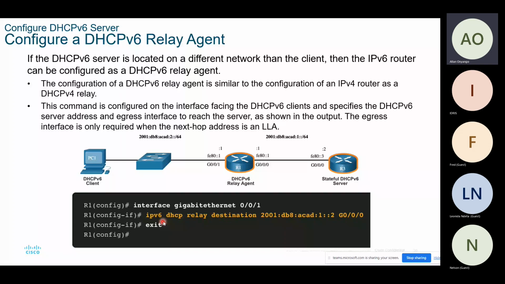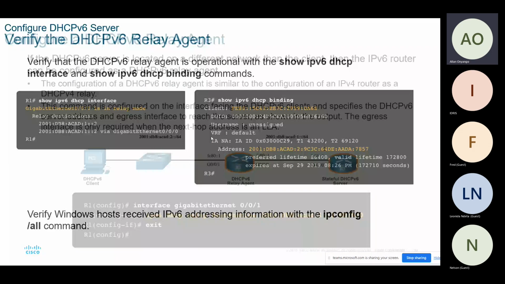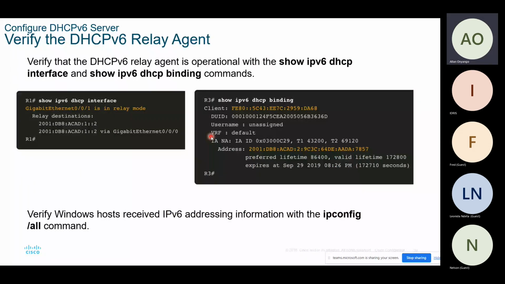Yeah, I think this is really all that I wanted us to talk about today. The rest we will talk about tomorrow. The rest are just show commands, like show ipv6 dhcp interface, or show ipv6 dhcp binding, the same thing that we just talked about. And on your PCs, ipconfig /all. Yeah, and that's all for IPv6.